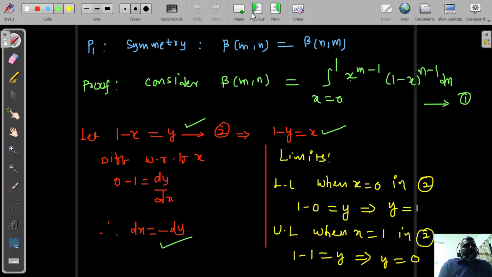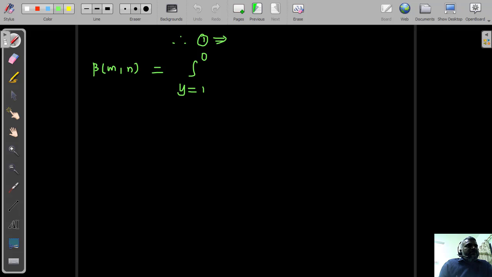Therefore equation 1 implies, for the LHS, beta of m comma n equals the integral of y from 1 to 0. We have x, which means 1 minus y, power m minus 1, multiplied by 1 minus x, which we have taken as y, power n minus 1, and the dx value is minus dy.